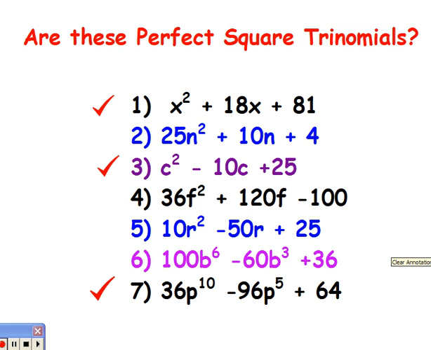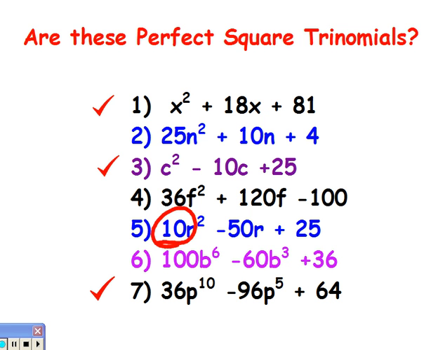This one's a perfect square trinomial. Here we're squaring c, here we're squaring 5, we have our plus sign right here. In the middle we need c times 5, that's 5c times 2, we have our 10c, it's all good. It's okay for this to be a minus. Number 4, whoop, can't have a minus sign there, not for it to be a perfect square trinomial. Number 5, let's see, here, whoop, 10 is not a perfect square.